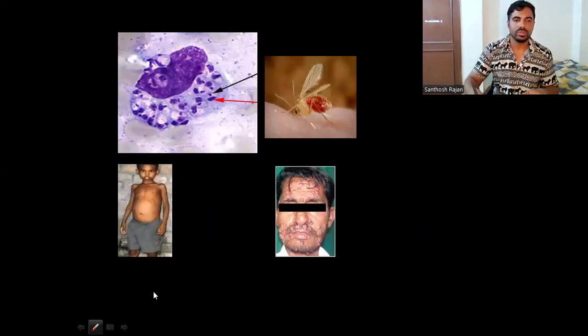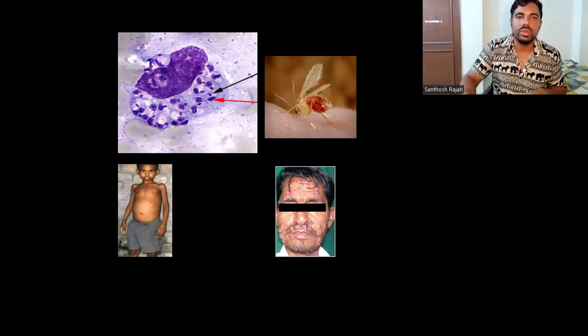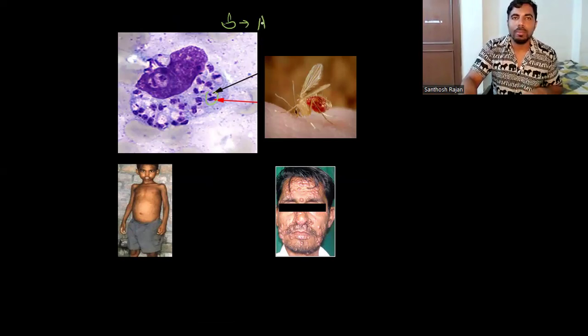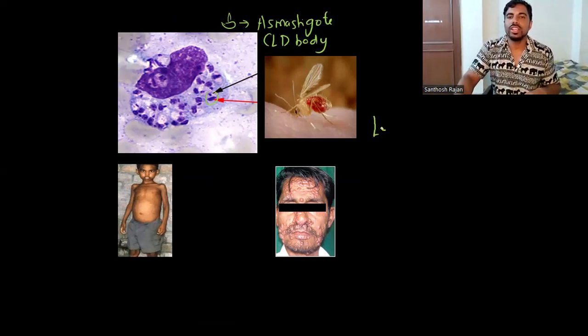Look at this picture. For a long time this picture has not been asked, but they can ask. This is a macrophage. Inside the macrophage, you're looking at many structures like this. So this is basically what? An amastigote form, and that is otherwise called LD bodies. LD bodies, you know, that is Leishmania donovani.